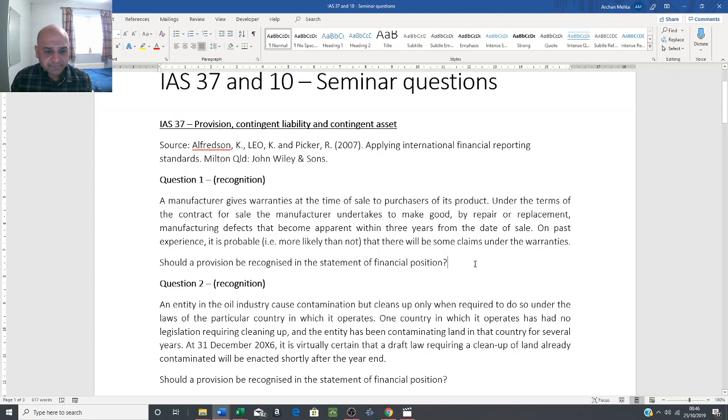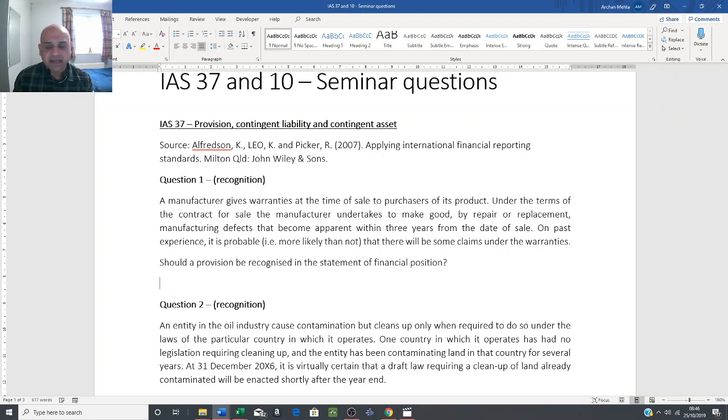Now if you have had a chance to look at the question, because it's a written answer, if you remember the steps that we discussed in the previous seminar as to how to tackle this kind of application based questions, the first thing we need to do is to state the knowledge, and in this case the knowledge is about the recognition of provision. So let's start with that.